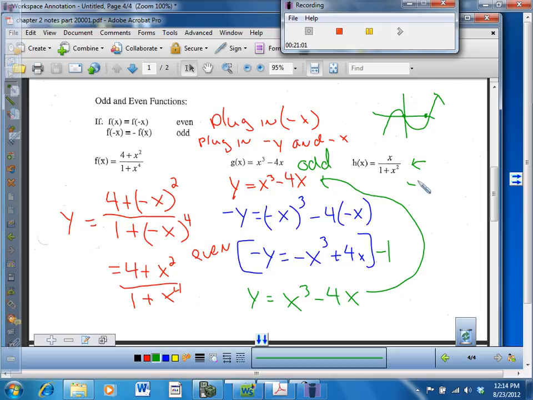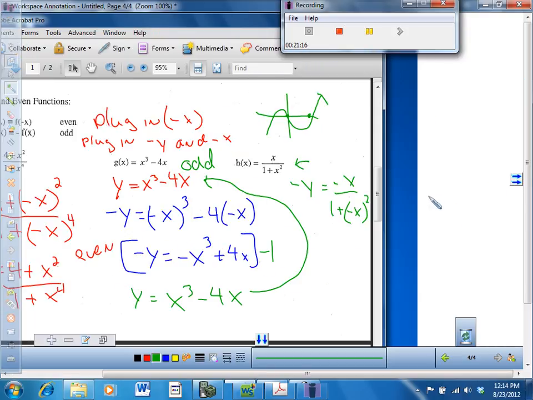Because if I plug in negative y in there, negative x over 1 plus negative x squared, okay, what I end up getting is, how do I move over? I'm going to run out of room. I got to figure that out. Oh well. But if I do this, I'm going to continue over here. Negative y equals negative x over 1 plus x squared, right?